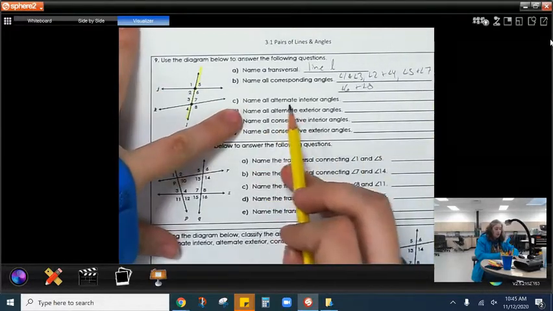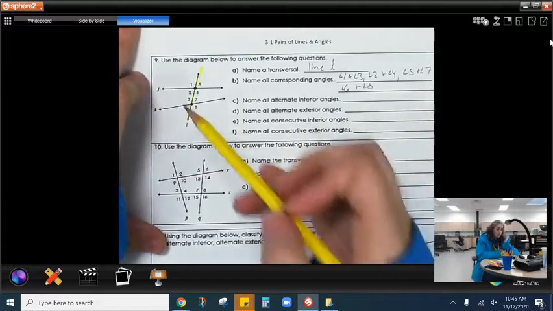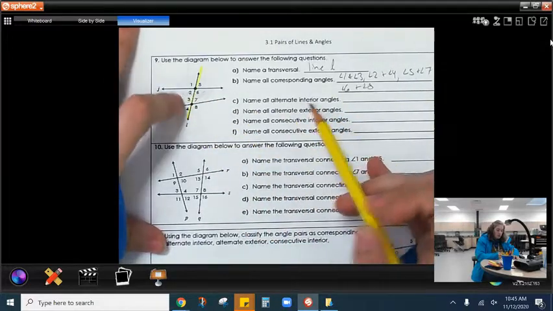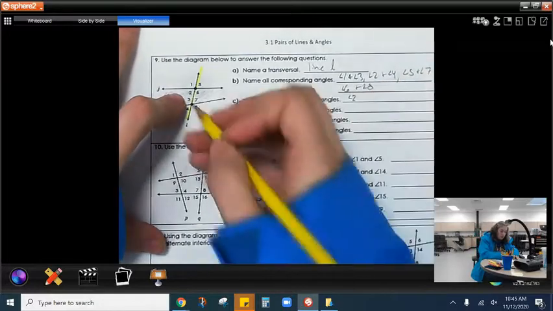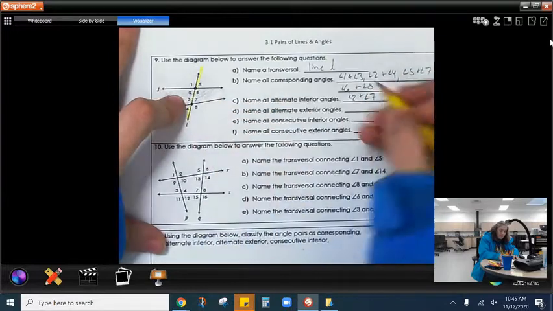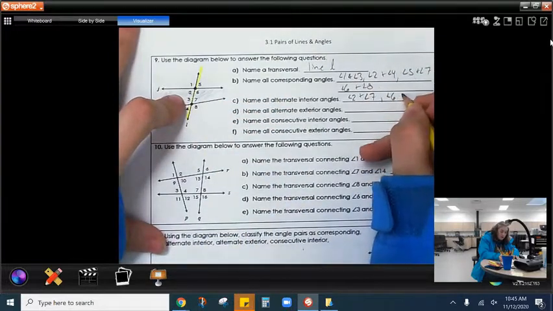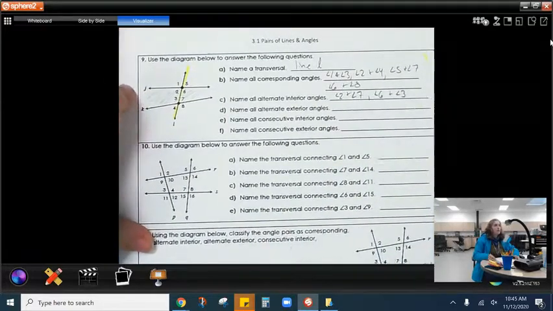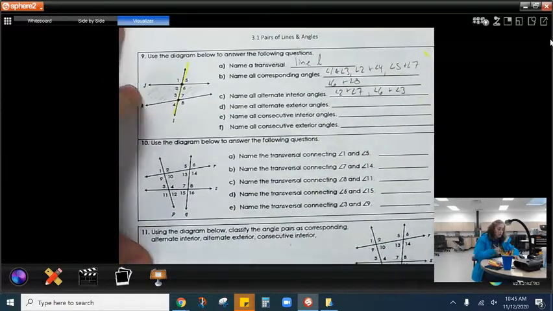All right, the next one, name all alternate interior angles. The interior, remember, is this section right here. Alternate interior. So we would have angle 2 is inside. It is alternate interior to angle 7. And then we'd have angle 6 on the inside, and it is alternate interior to angle 3. You can name them in any order, right? Doesn't matter what order you name them.